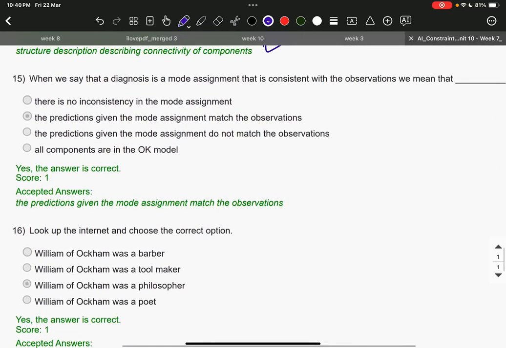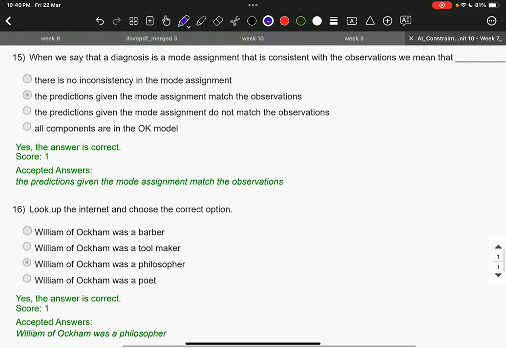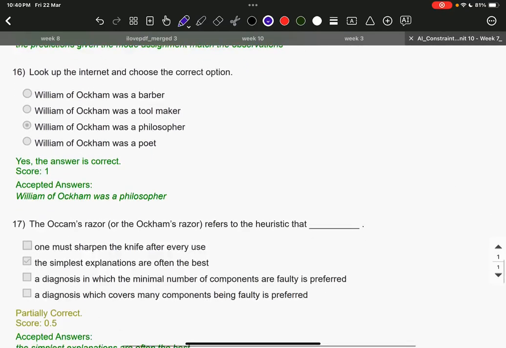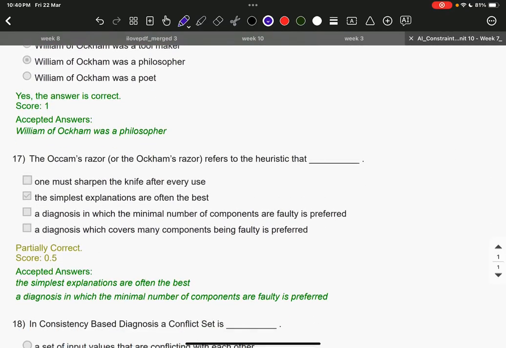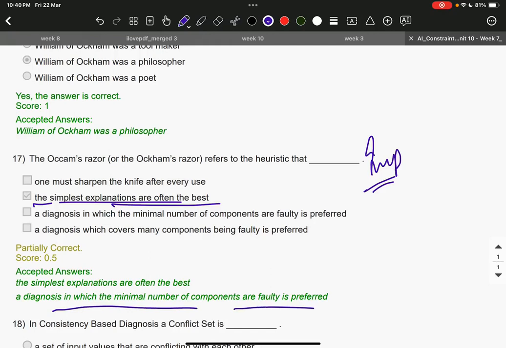This one is very important from the examination point of view. Occam's razor refers to the heuristic that the simplest explanations are often the best. A diagnosis in which the minimal number of components are faulty is preferred. This is known as Occam's razor.